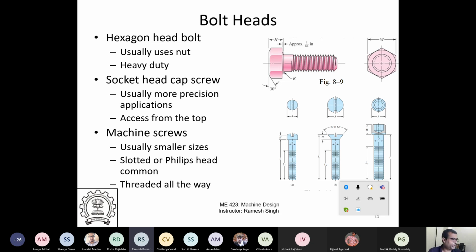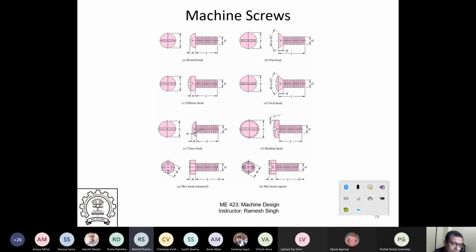And the bolt heads again, I'll just show you. Usually it uses a nut. It's heavy duty. There is the socket cap screw. These are basically for instrumentation and small precision applications. You use these kinds of things. It can be accessed from the top. Machine screws are smaller sizes. They will have either a Phillips head, the star-like kind of thing, or slotted, and threaded all the way. So these will be threaded primarily all the way. So machine screws are something like this.